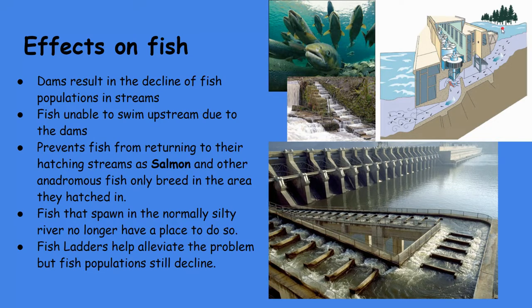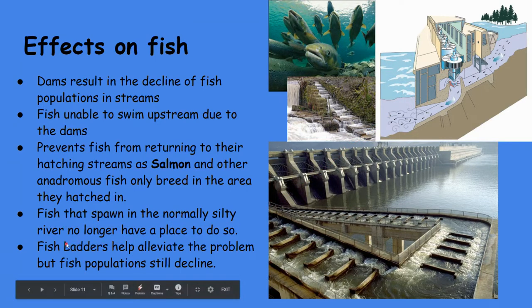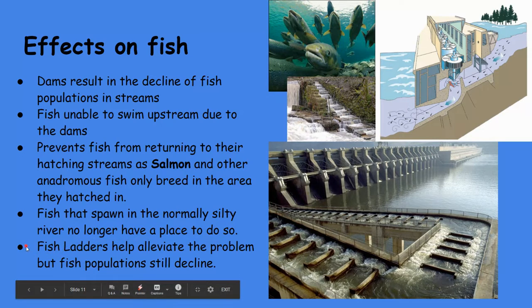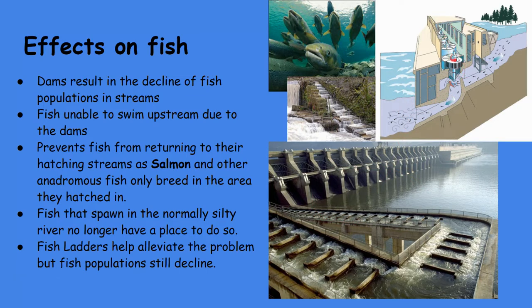travel upstream. And it says here, fish that spawn in normally silty river, silty as in there's lots of silt and lots of sediment, no longer have a place to do so. One solution that humans came up with is to build a fish ladder. I feel like we talked about fish ladders before, but an example of the ladder is over here on the bottom right. You'll see that here's the dam, here are the turbines, and there's a little section that's carved out for the fish to swim upstream.